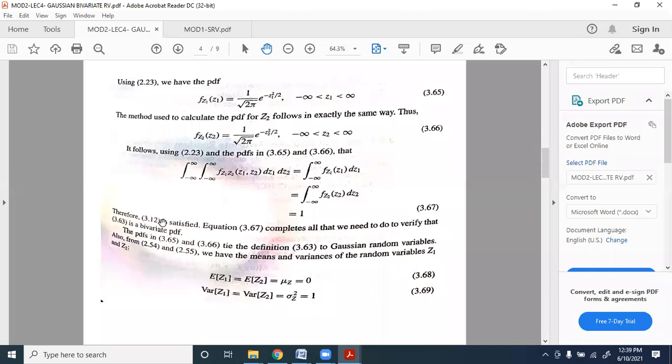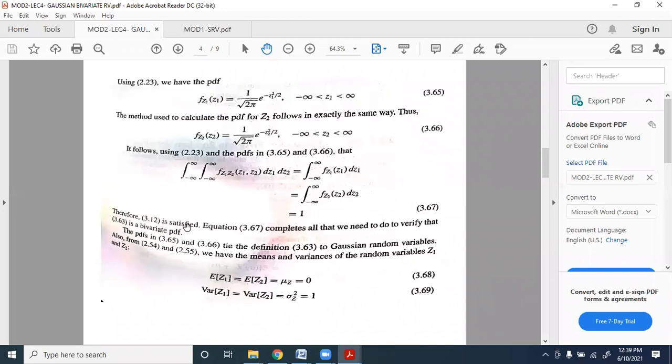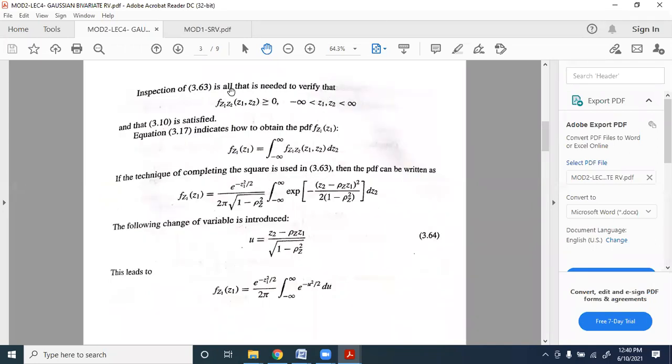3.12 is satisfied. So this gives us the condition for the two-variate random variable: if you integrate the PDF, it should be equal to 1, and that is 3.12. 3.12 is the integration of the bivariate PDF being equal to 1 for both random variables. Okay.